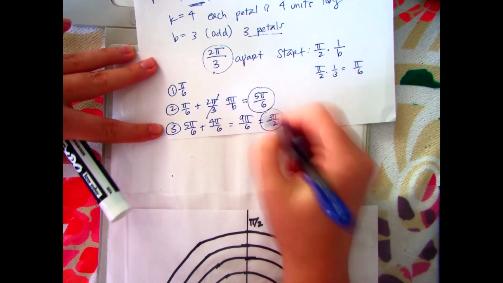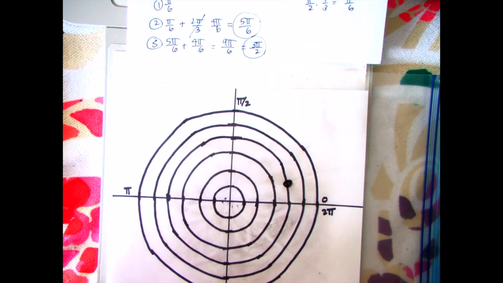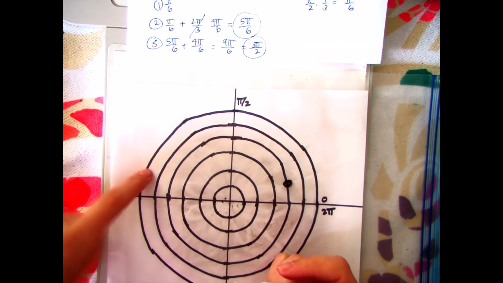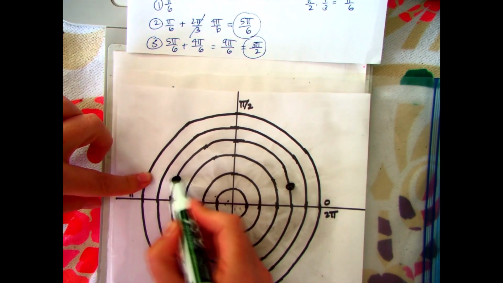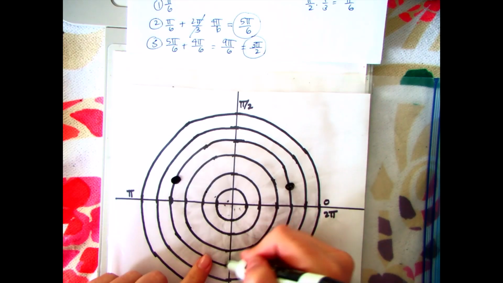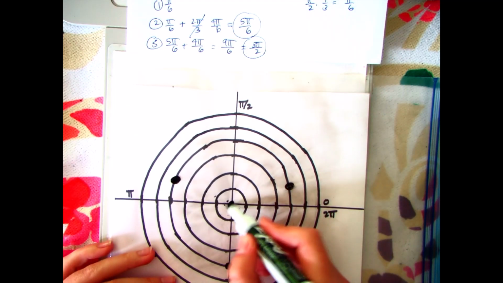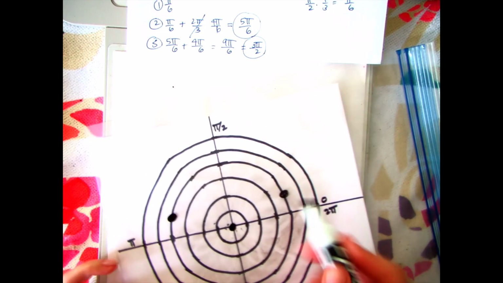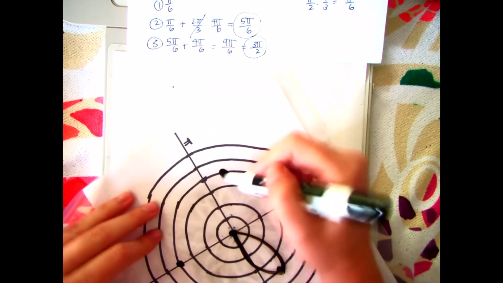So here are the other points where my petals are going to be. So 5 pi over 6 is 30 degrees away, and 1, 2, 3, 4, and 3 pi over 2, 1, 2, 3, 4. So when you graph these, they should be pretty symmetric. They should be about the same distance apart. And here's my pole. And now I'm just going to graph these, or make little petals out of them.